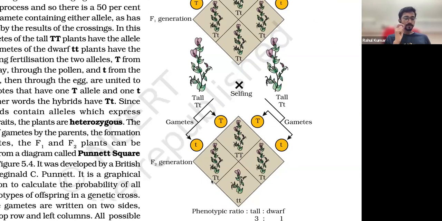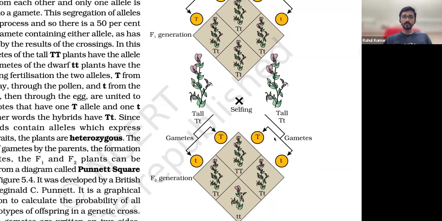Yes, sir. So this is one 4-marker question from boards. Just write it down. Justify and show diagrammatically that recessive traits skip generations. Justify and show diagrammatically that recessive traits skip generation.